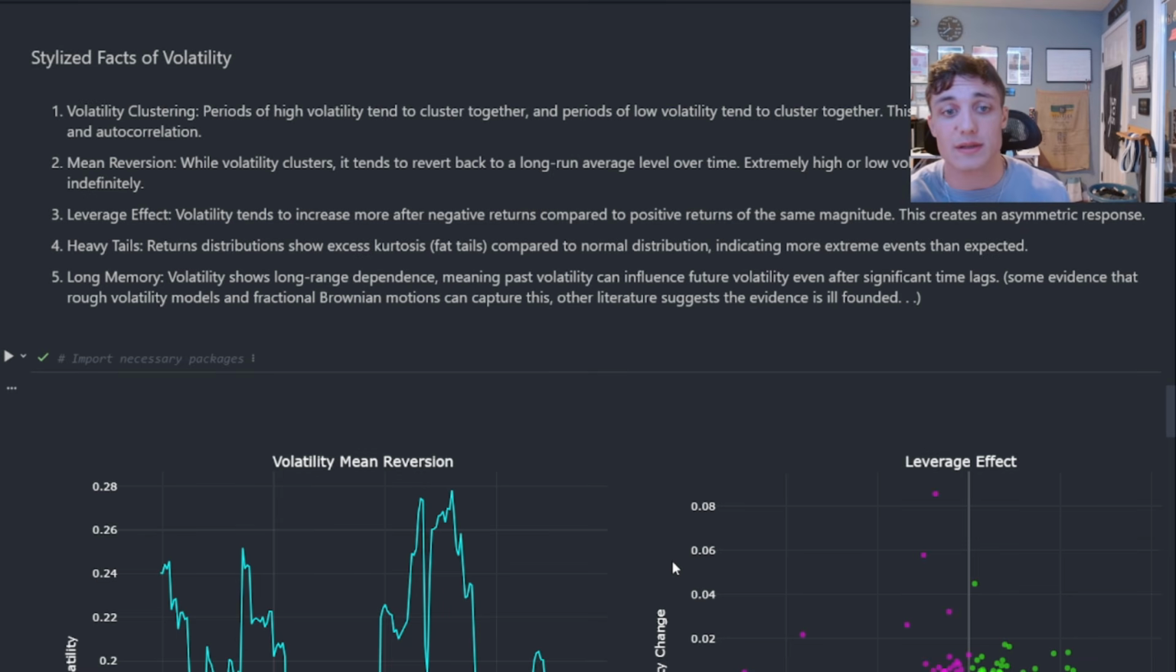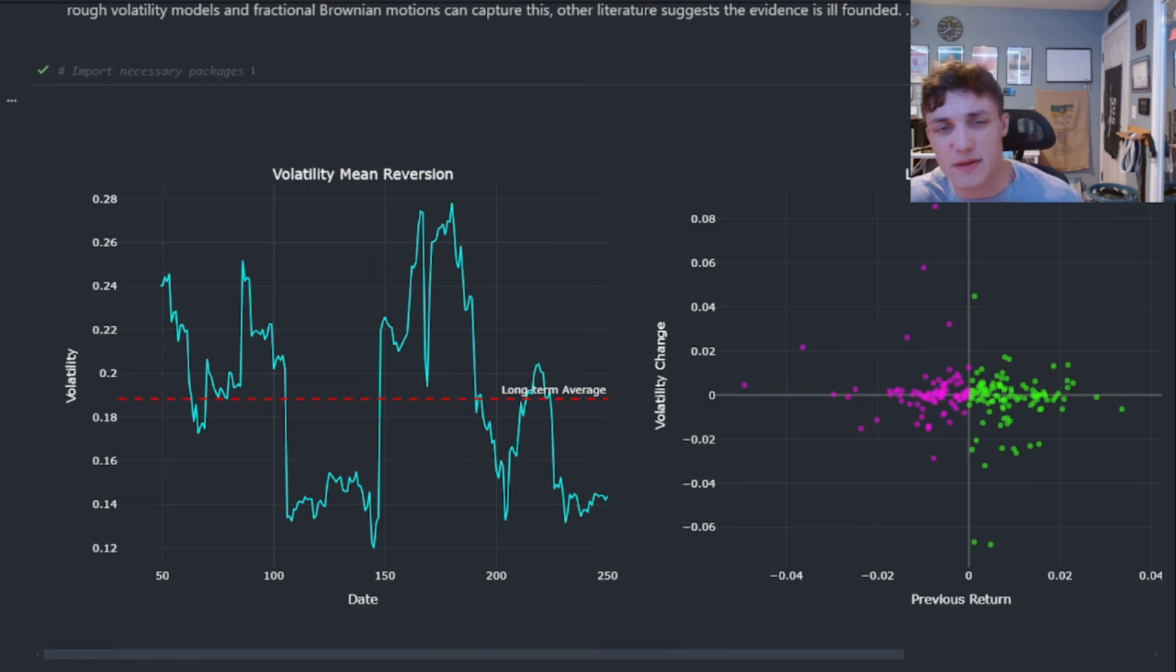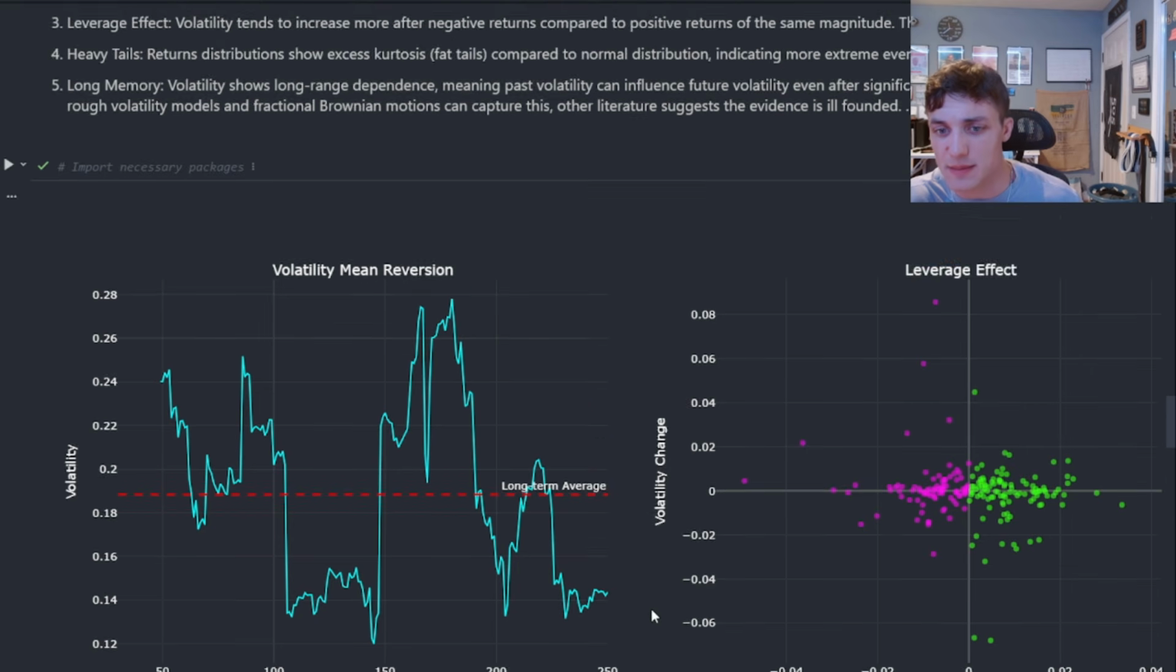There's also this idea of long memory. Some studies show that volatility shows a long-range dependence, meaning past volatility very, very far in the past at extreme lags can influence future volatility. Suggests that maybe even in pricing, rough volatility models might be more appropriate, like a fractional Brownian motion, some sort of Volterra process. I have a website, a Gaussian cookbook on this if you want to check this out. But other literature suggests that the evidence is ill-founded, so on and so forth as it goes in the quant finance space.